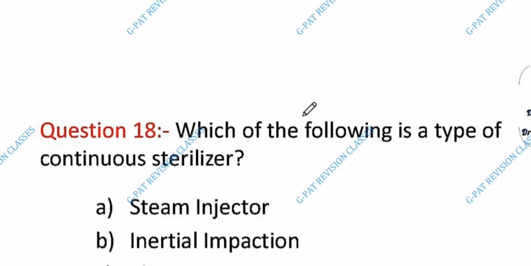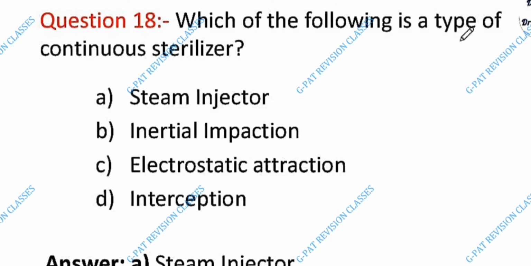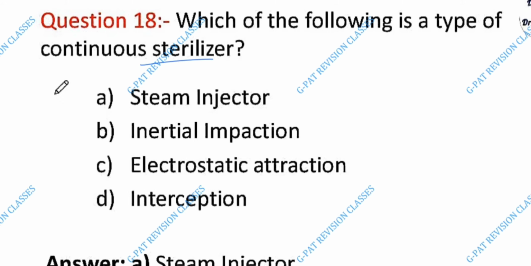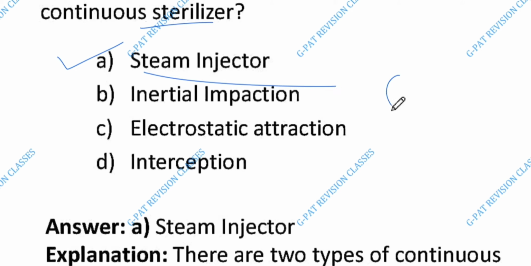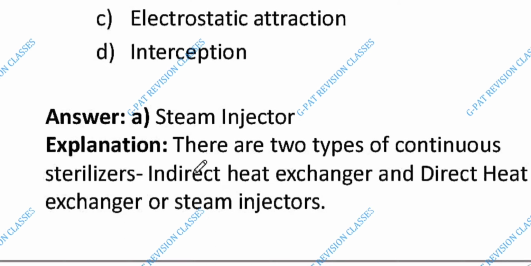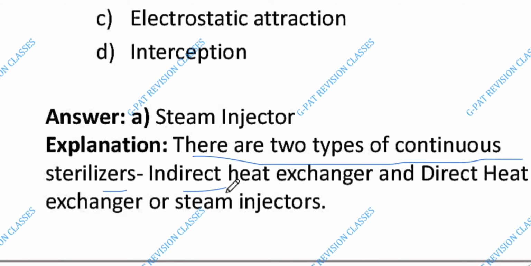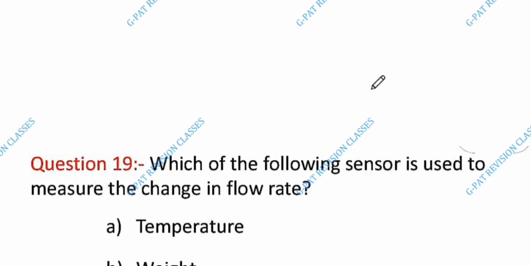Okay. Next is question number 18. Which of the following is a type of continuous sterilizer? The answer is A. Steam injector. The answer is A. Explanation: there are two types of continuous sterilizer: indirect heat exchanger and direct heat exchanger or steam injector.